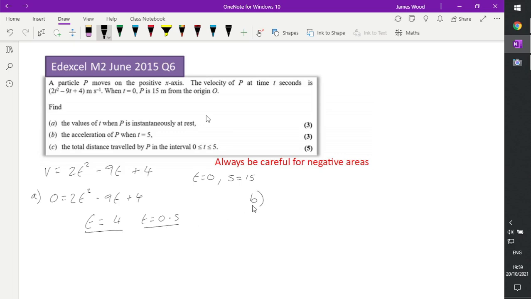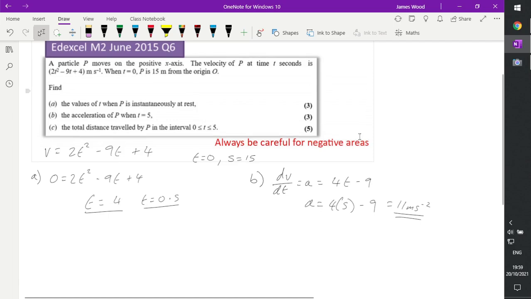For part B, the acceleration when t is 5. So we've got velocity. To get to acceleration, acceleration is the rate of change of velocity. So dv by dt is going to give me the acceleration. So I need to differentiate this expression. So that'd be 4t minus 9. And then I want to find the acceleration when t is 5. So a is going to be 4 lots of 5 minus 9, which is 11 meters per second squared.